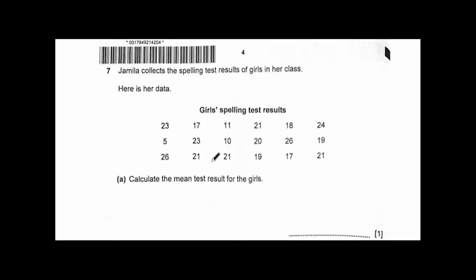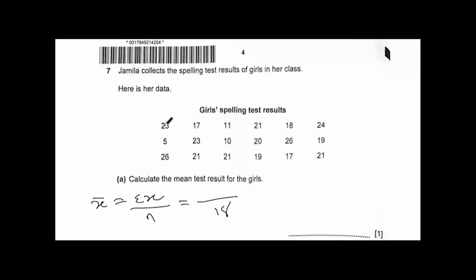Calculate the mean. The mean, denoted by this sign, is equal to the summation of all these values over the total number of these values. If you look at it, 1 2 3 4 5 6, 1 2 3, 6 times 3 is 18. So that means there are 18 numbers.